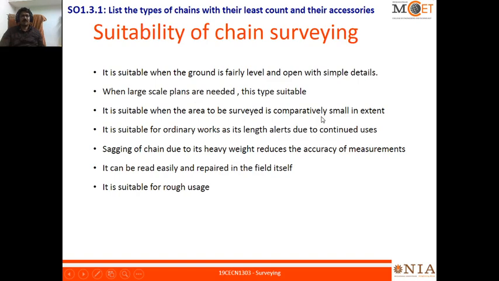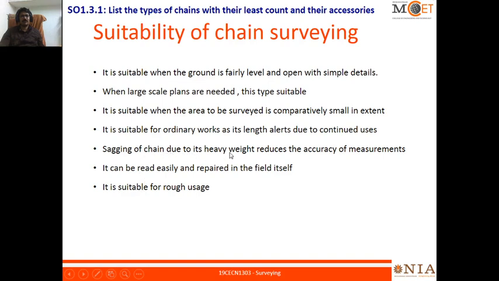So chain surveying is suitable when the ground is fairly level and open with simple details, where large scale plans are needed, not for small scale. For a huge area we can't go with chain surveying. It is suitable when the area to be surveyed is comparatively small. It is suitable for ordinary works as it lends itself to continued use.